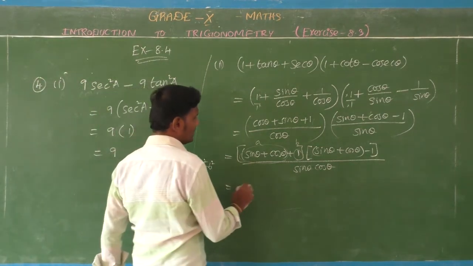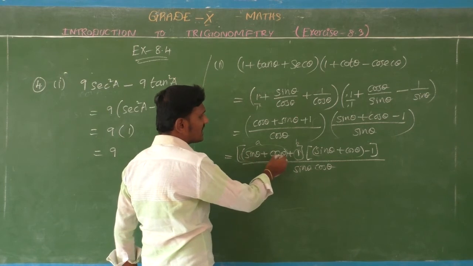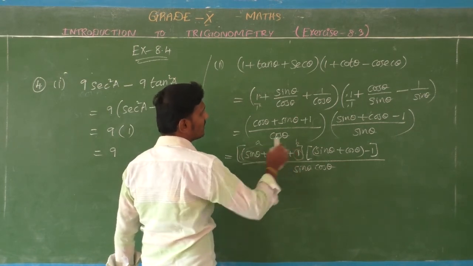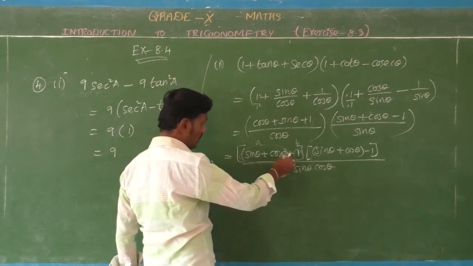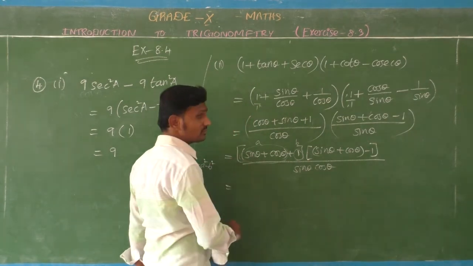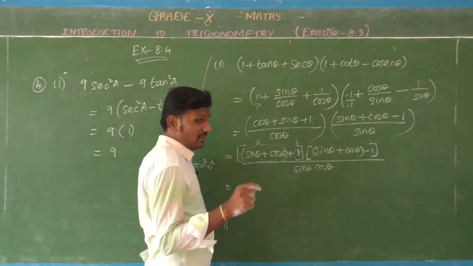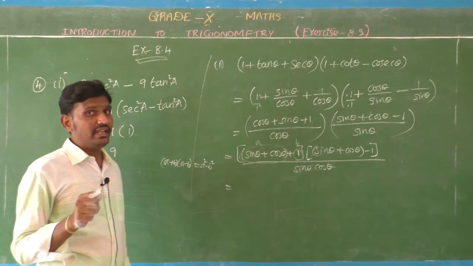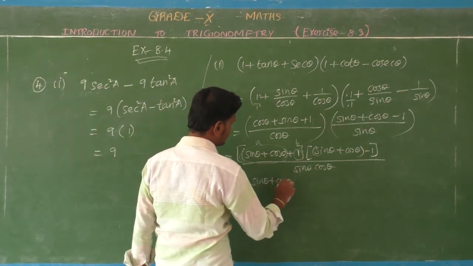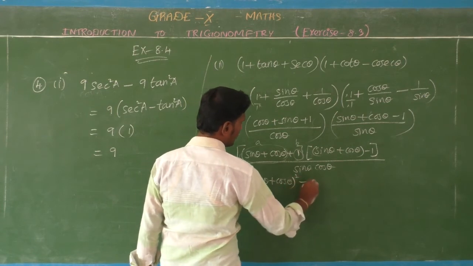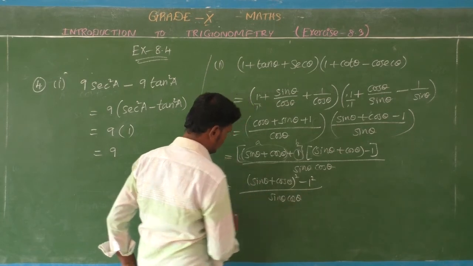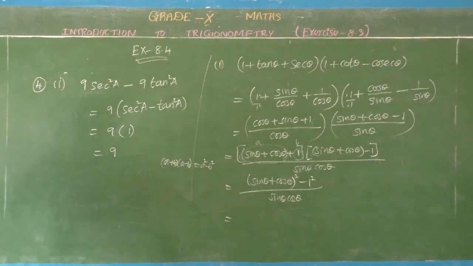Yes. Now sin theta plus cos theta we are going to consider as A and 1 as B. So we have sin theta plus cos theta plus 1 into sin theta plus cos theta minus 1. So A plus B into A minus B equals A square minus B square. So sin theta plus cos theta the whole square minus 1 square, the whole divided by sin theta cos theta.